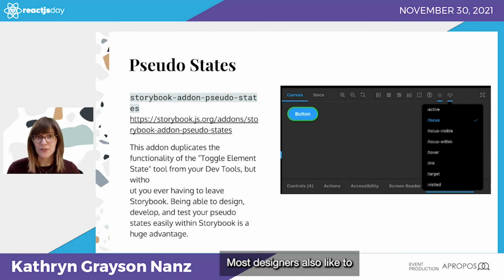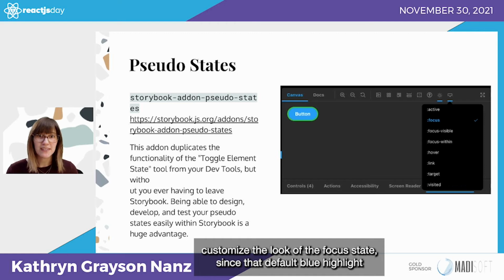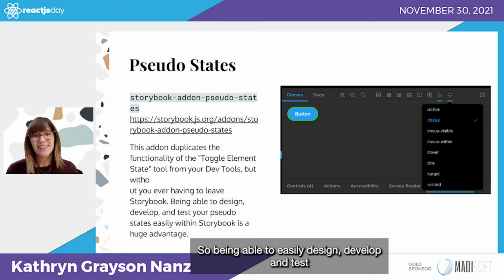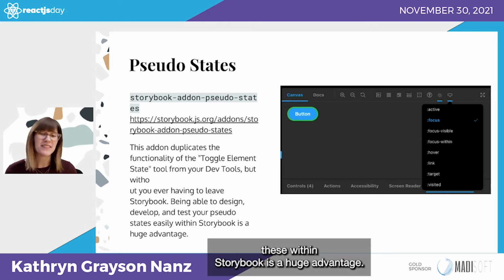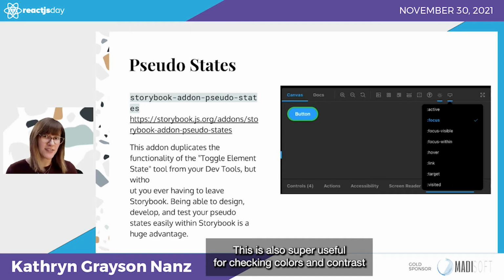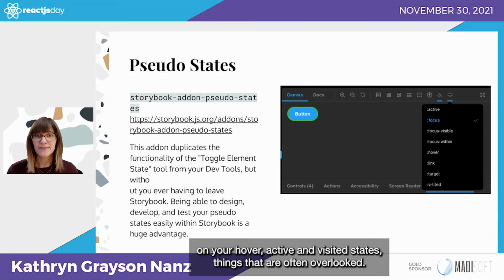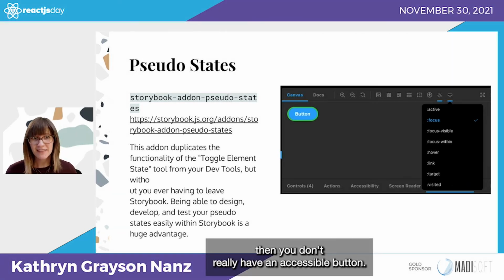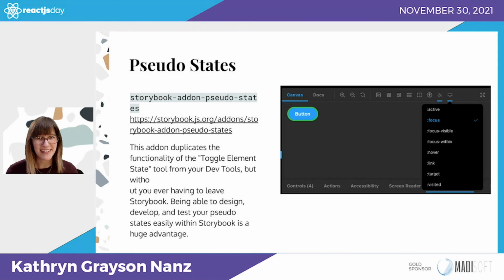Most designers also like to customize the look of the focus state, since that default blue highlight might not necessarily match your application look and feel. So being able to easily design, develop, and test these within Storybook is a huge advantage. This is also super useful for checking colors and contrast on your hover, active, and visited states, things that are often overlooked. If you have a button that's only clearly readable when it's not being hovered on, then you don't really have an accessible button.